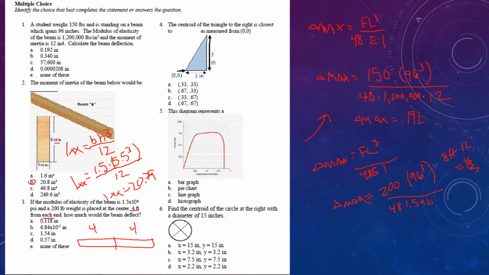And then your I, moment of inertia, is given as 20.79. So you're using 20.79 from the previous equation. The answer to number 2 is right here, so that's where the 20.79 comes in. Your answer for number 3, once you calculate all that out, is 0.118 inches. So that's going to be option A.